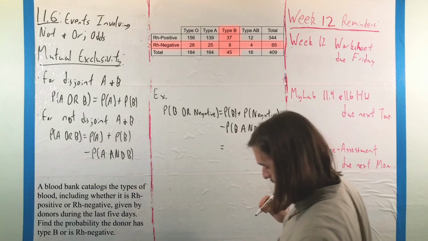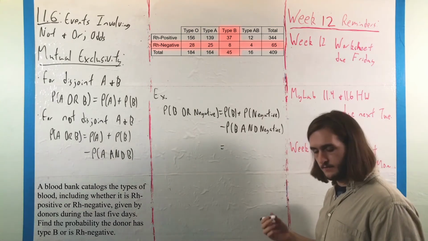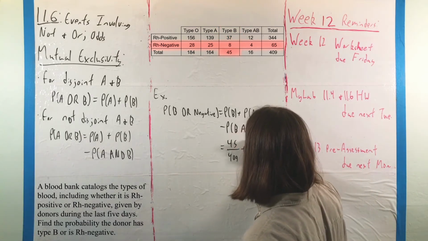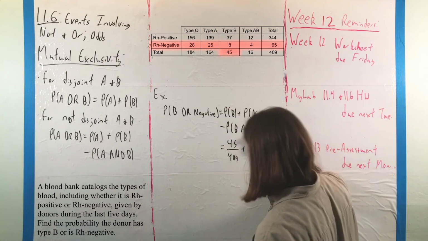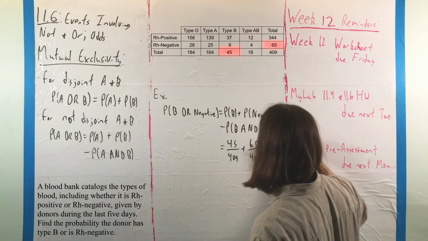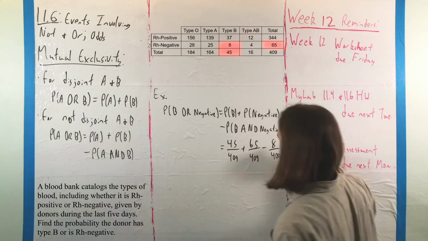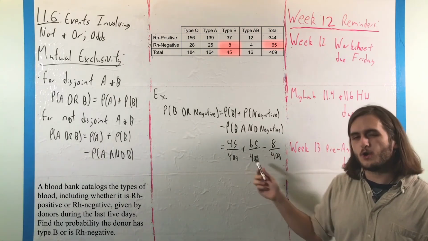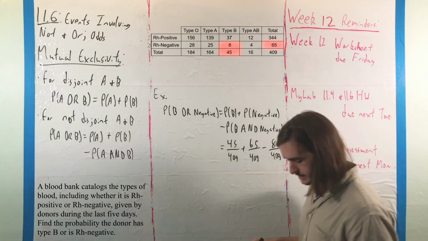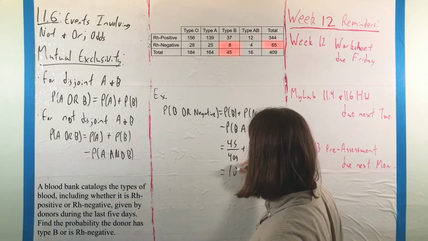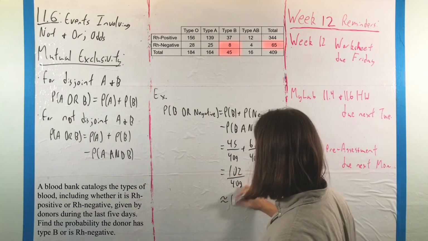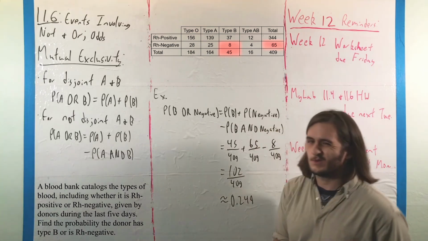So for our probability here, what we would have is the 45 out of 409 that were type B, plus the 65 out of 409 that were negative, and then minus the 8 out of 409 that were both, because that 8 lands here, and it also lands there. So, when we compute this, add those up, subtract 8, and we would get 102 out of 409, or if you prefer a decimal, about 25%.